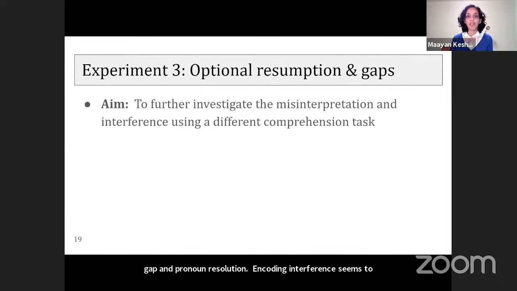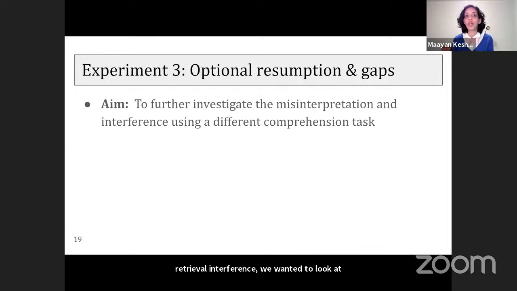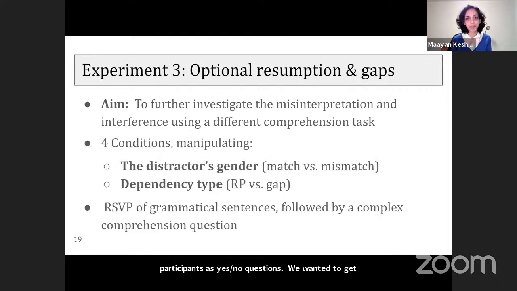So having found evidence for encoding but not retrieval interference, we wanted to look into misinterpretations in more detail. We wanted to check whether this misinterpretation pattern is unique to tasks that require low engagement of participants, as yes/no questions do. And we also wanted to get more information as to how the nouns are represented in readers' memory.